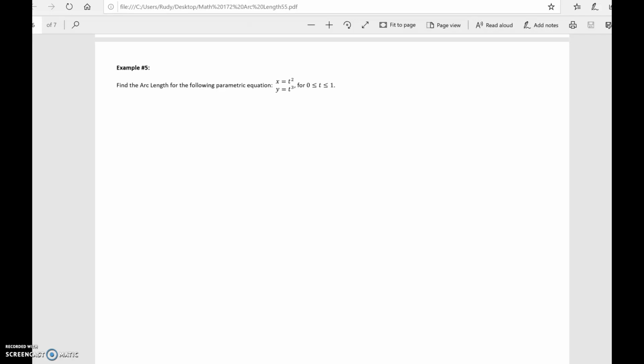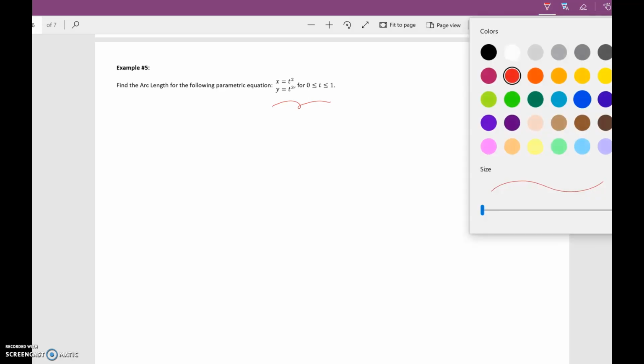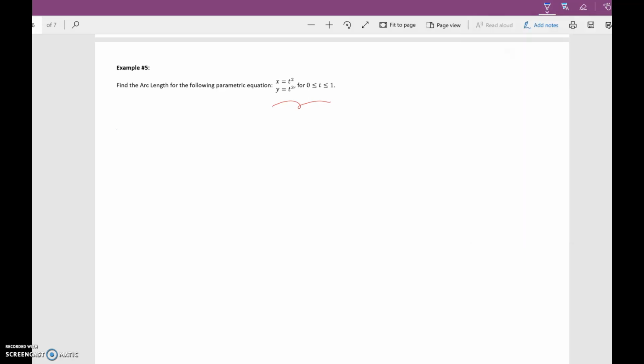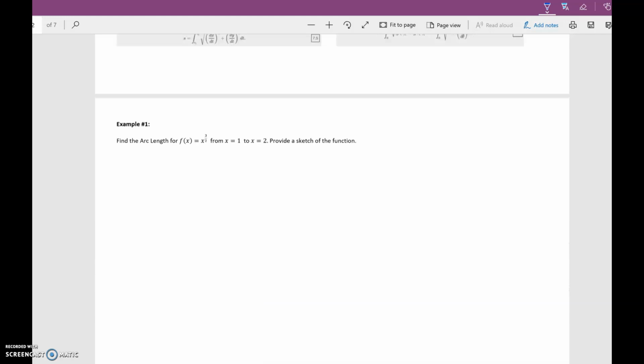Hi class, let's take a look at example 5. In example 5, we have a parametric equation with those actual parameters. So let me just put the formula. The arc length is going to be equal to L. In this case, we're just integrating between 0 to 1 of the square root. Let me refer you to the formula. It's going to use both of the derivatives.